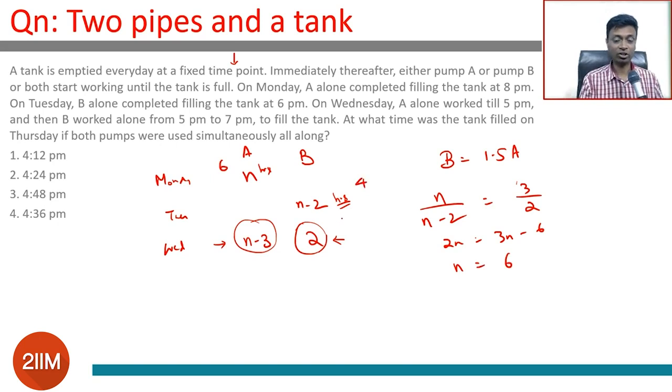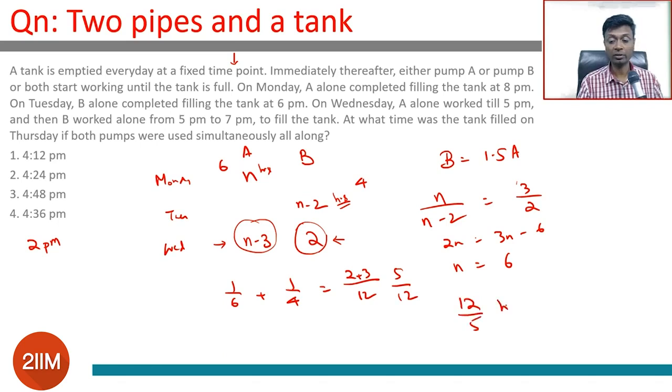When A takes 6 hours, B takes 4 hours, and the tank is emptied at 2 p.m. When they're together open, in 1 hour they can fill 1 by 6 plus 1 by 4, which is 2 by 12 plus 3 by 12, or 5 by 12 of the tank. They can fill the entire tank in 12 by 5 hours, which is 2 hours and 2 by 5 hours, 2 hours 24 minutes. Starting from 2 p.m., they can complete filling this entire tank at 4:24.